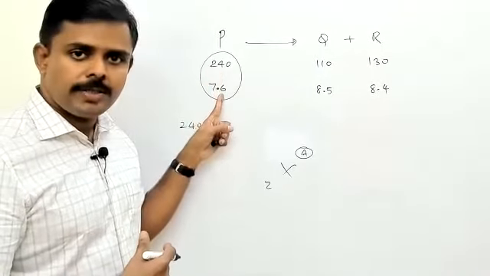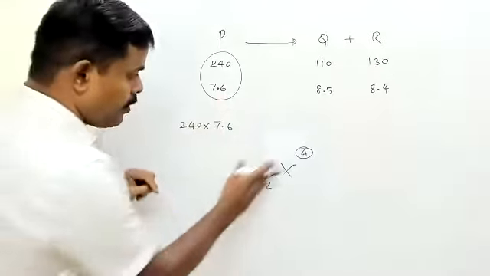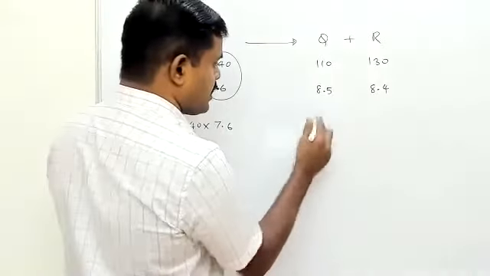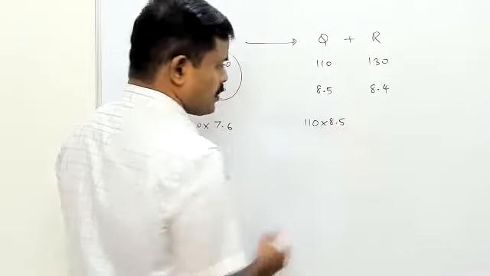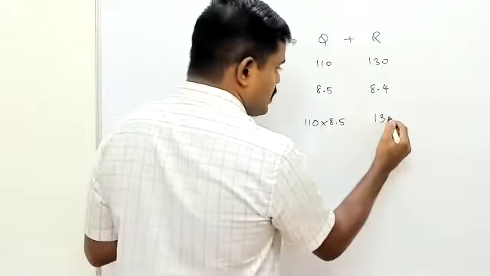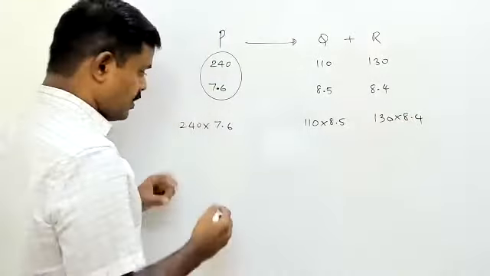One nucleon has this much. So what is the total energy then? On the left side it is 240 into 7.6. What about the right side? On the right side I can calculate the total energy: 110 into 8.5, and here it is 130 into 8.4. So what is the total energy now?